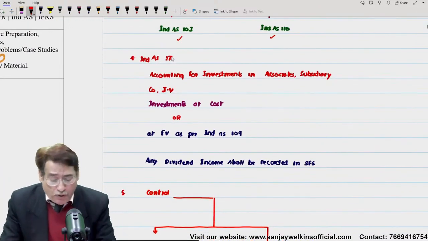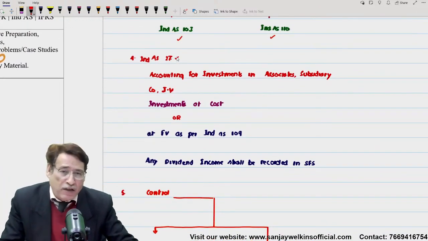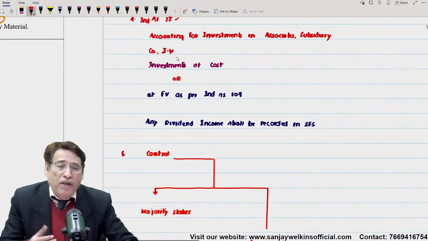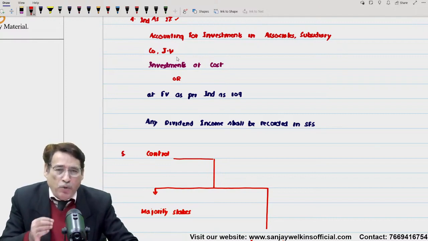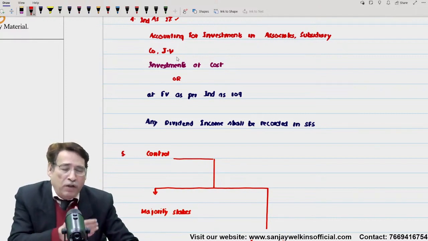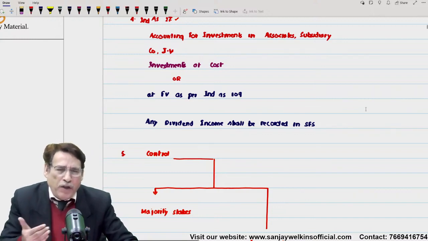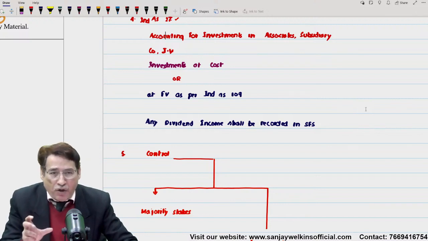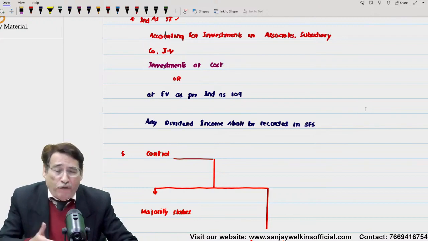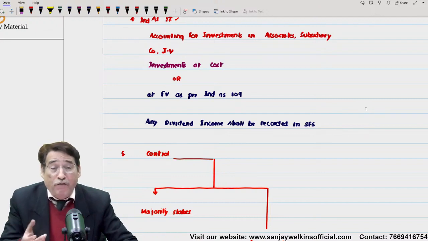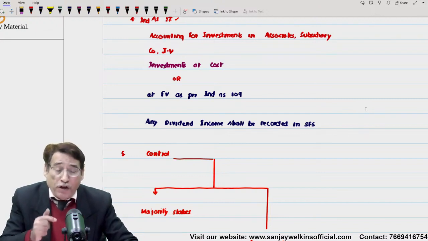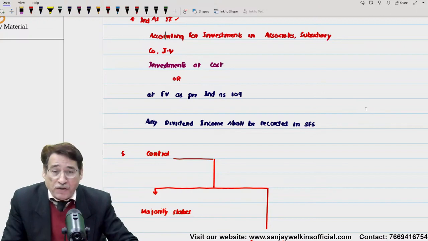Then I also told you about some facets of Ind AS 27. Ind AS 27 simply states that whenever the parent entity is going to do the accounting for investment in associate or subsidiary, then it will have to prepare the separate financial statement also, and such investment will be recorded either at cost or at fair value as per Ind AS 109. Further, if you happen to receive any dividend income, even that dividend income will be credited to profit and loss account in the separate financial statement. Is it clear to you?